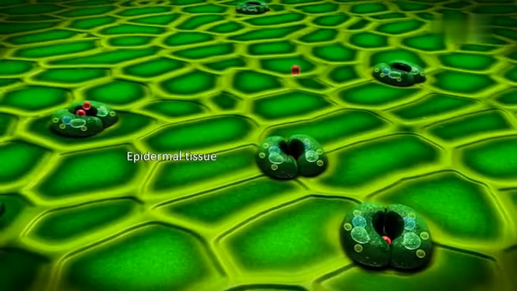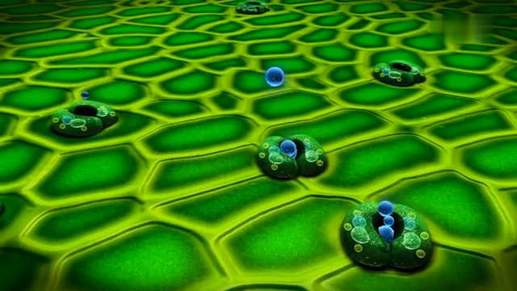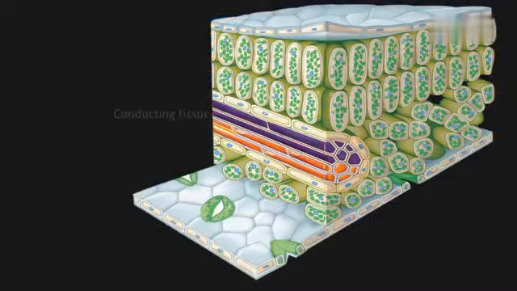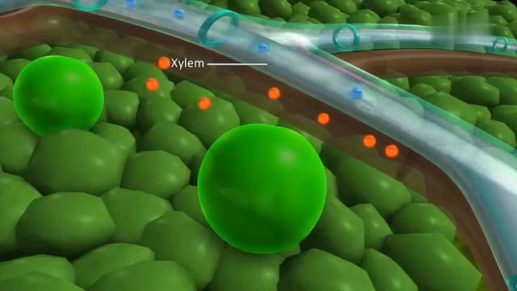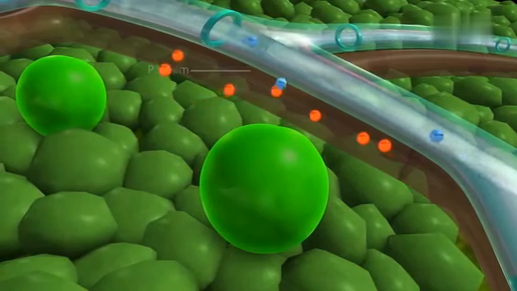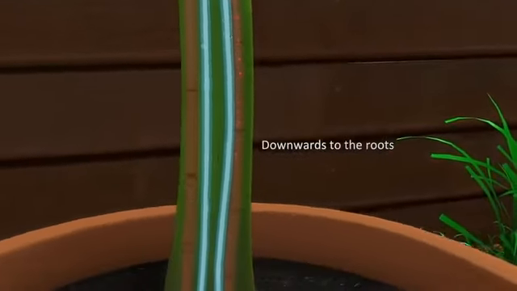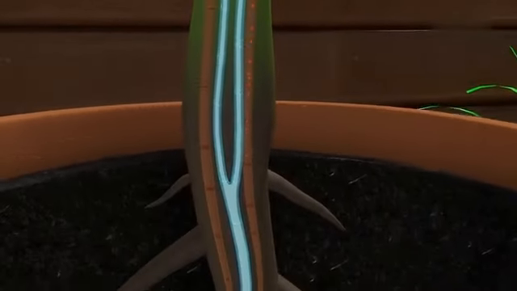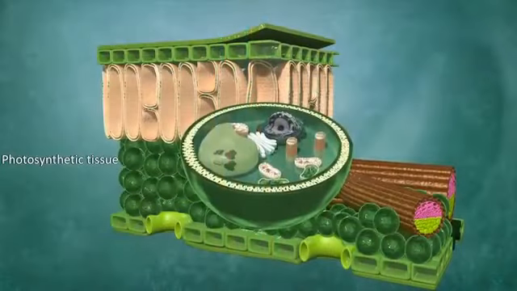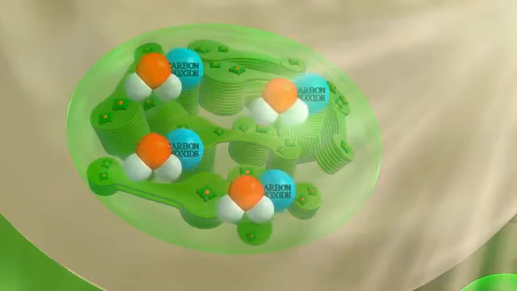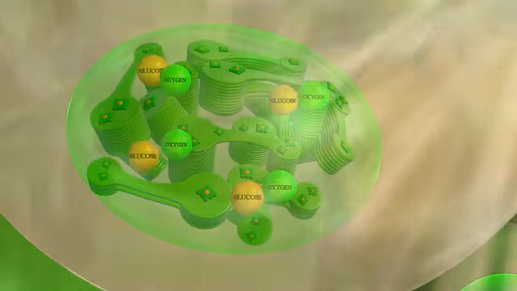The epidermal tissue is involved in gaseous exchange, water loss, and protection of plant surfaces. The conducting tissue is mainly made up of the xylem and phloem cells, which help in the transport of water, photosynthetic products, and minerals in the plant body. The photosynthetic tissue contains chloroplasts and is involved in the process of photosynthesis.